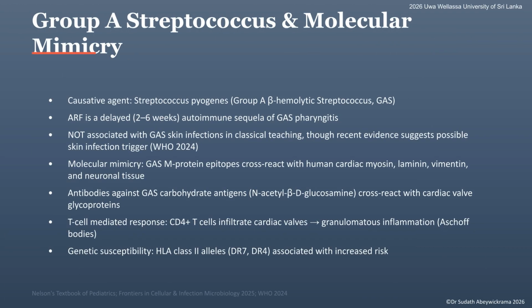The causative agent is Group A streptococcus. ARF is a delayed autoimmune sequela of GAS pharyngitis. Molecular mimicry is key, where GAS M protein and carbohydrate antigens cross-react with human cardiac and neuronal tissues. The response is T-cell mediated, leading to inflammation and damage. Genetic susceptibility is linked to HLA class II alleles DR7 and DR4.